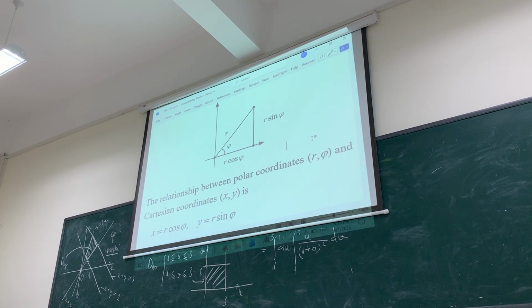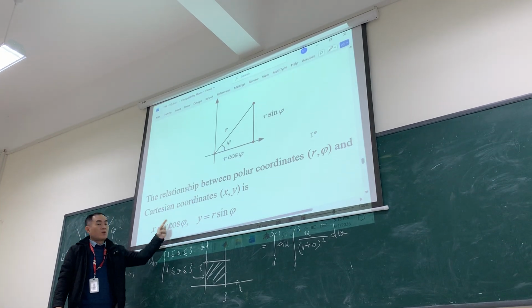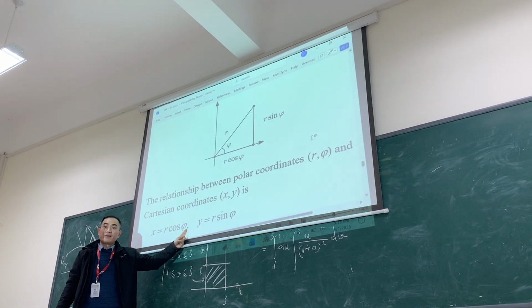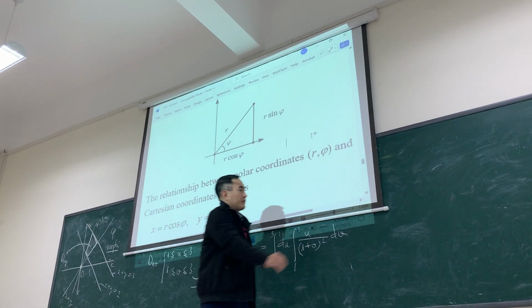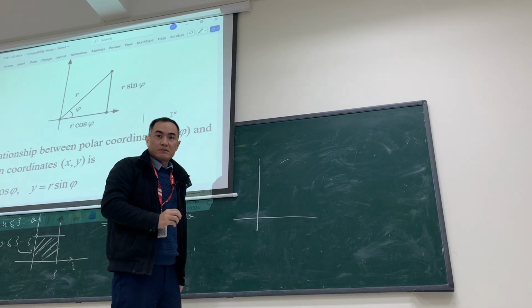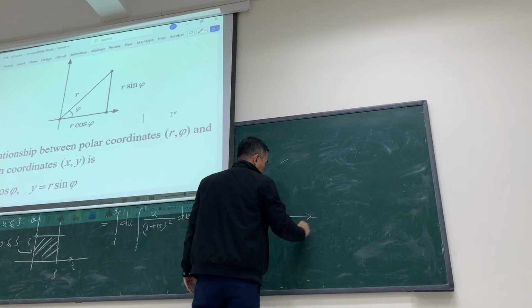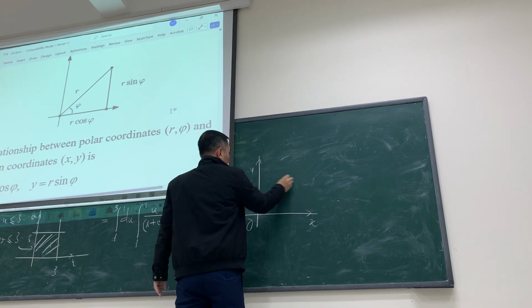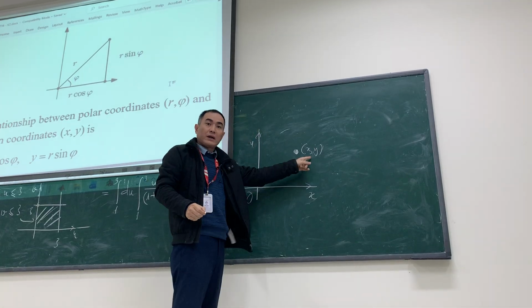Okay, here we need to change variables from x, y based on r and phi. And what does it mean? Now, I think you know the polar coordinates. This point M has coordinates x, y.